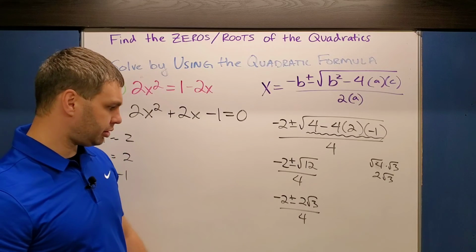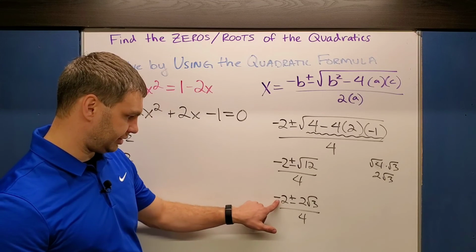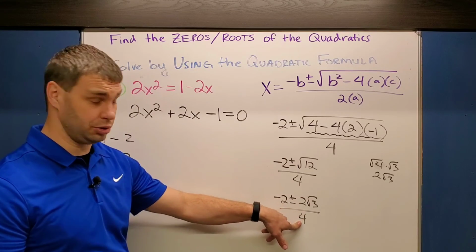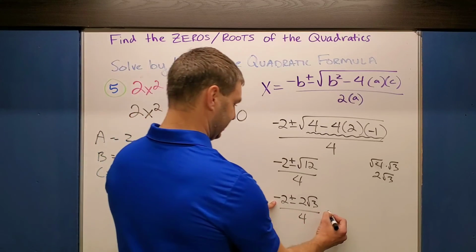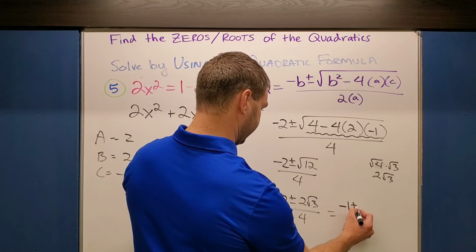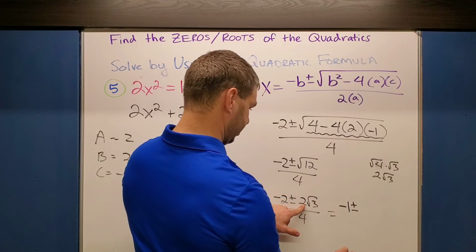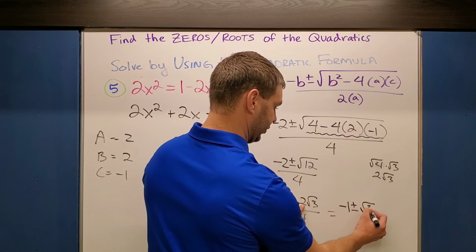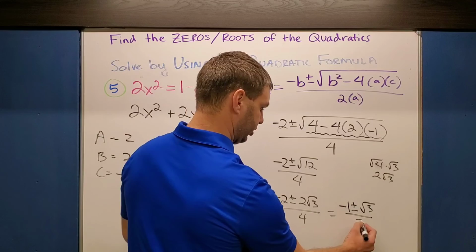Okay, we're getting closer. Now I see that the outsides, this negative 2 and 4, and this 2 and 4 are both divisible by 2. And so I can replace those with negative 1 plus or minus, and this would just become a positive 1. Well, 1 times the square root of 3 is still just square root of 3, and that would all be over 2.